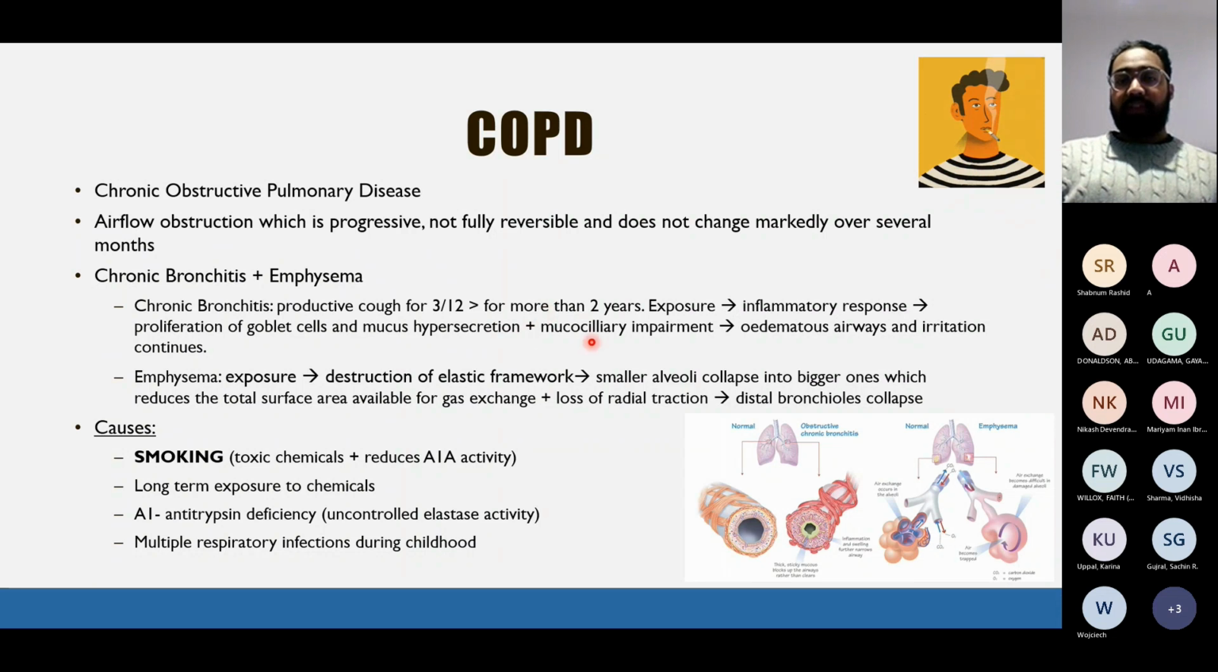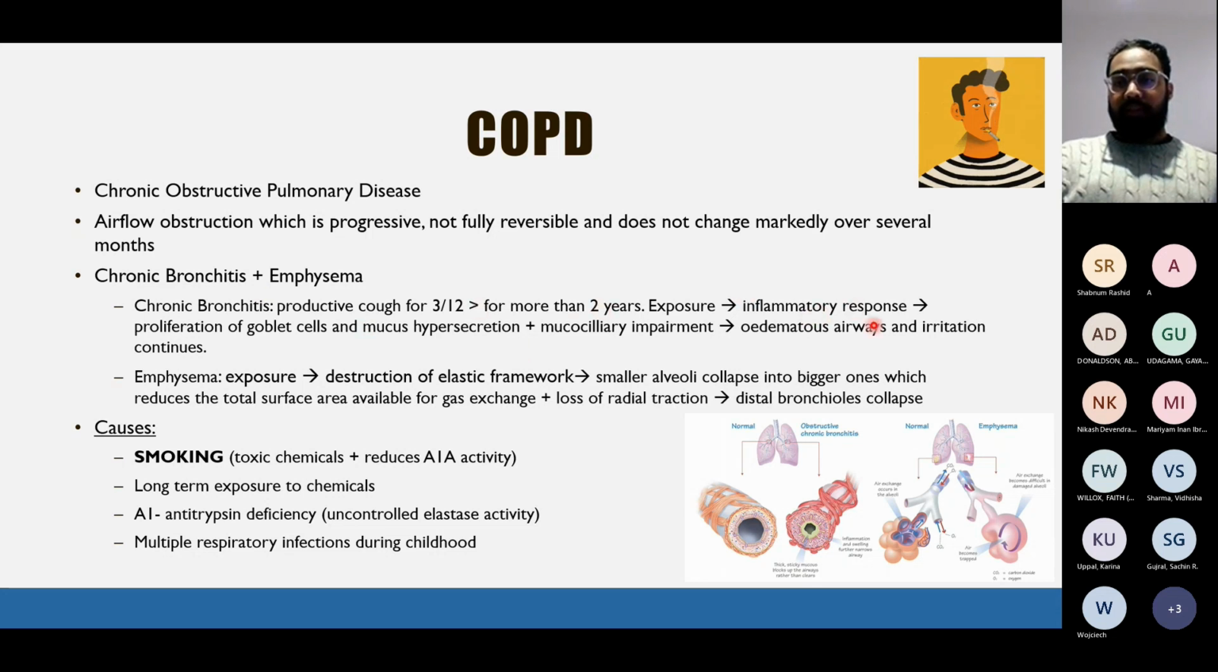But also the toxins impair the mucociliary clearance mechanisms. So you get loads more mucus than normal and you can't clear it, so it just accumulates. Then you get loads of edema in your small, tiny airways, and they get irritated and the cycle continues. More inflammation, more mucus, more no clearance of it, more edema, more irritation, repeat, repeat, repeat.